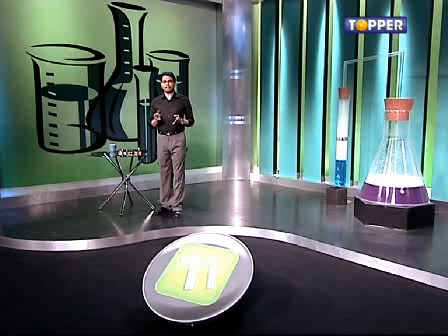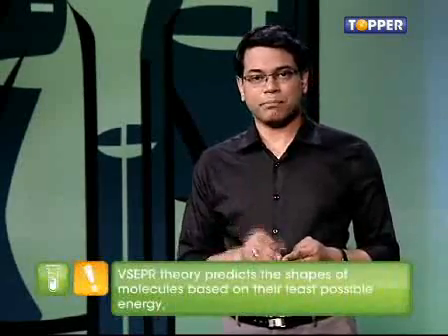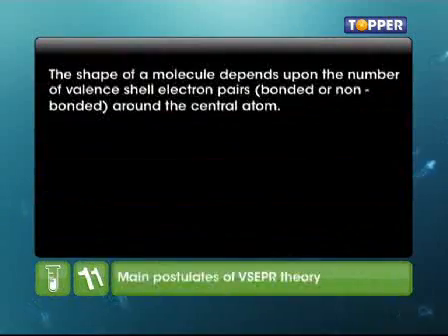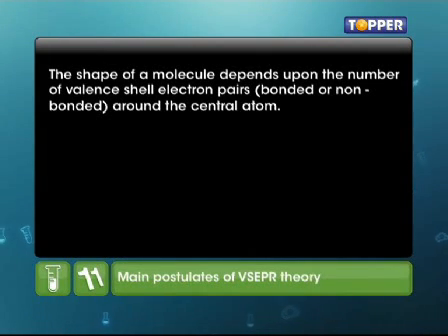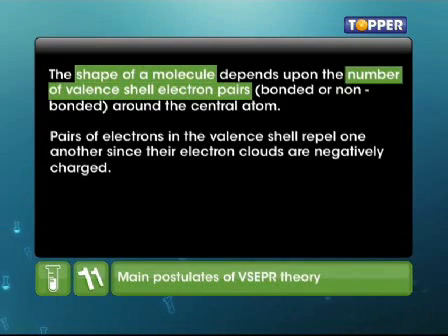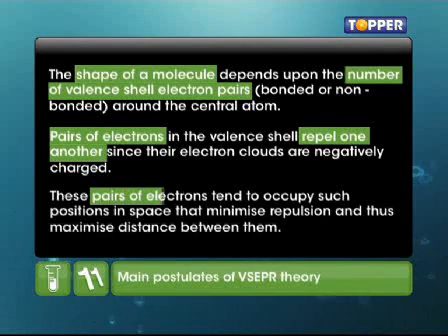But why do you think these repulsive forces are important and I am repeating them? These repulsive forces determine the shape and geometry of the molecules as is stated in the VSEPR theory. The VSEPR or the valence shell electron pair repulsion theory predicts the shapes of the molecules based on their least possible energy. According to the VSEPR theory, each molecule adopts a geometry or shape that allows for minimum repulsion between electron pairs by simply maximizing the distance between them. This results in the least possible energy structure.